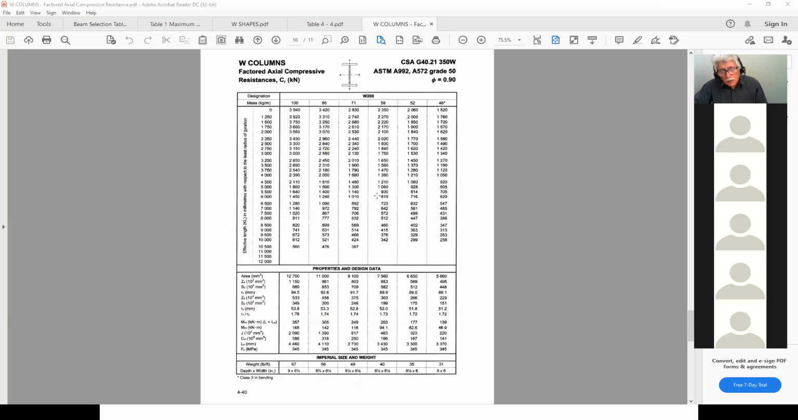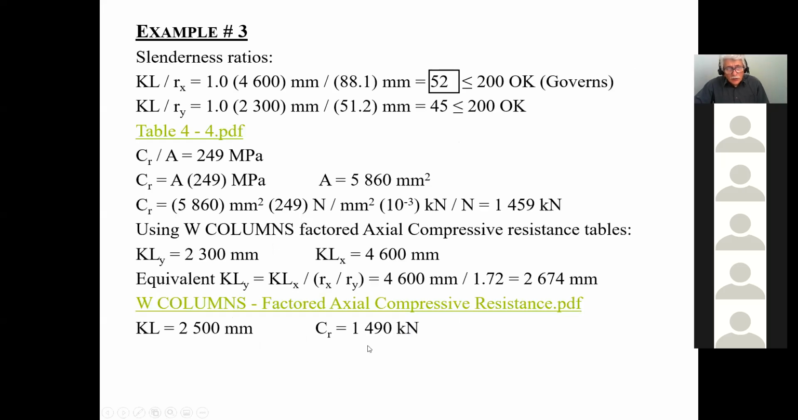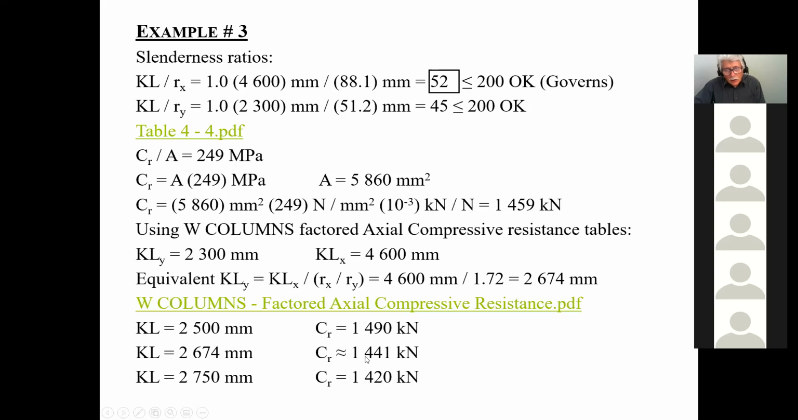Okay, and we can do another example, I know it's a little confusing sometimes. So for KL equal to 2,500, CR is 140, and then for 2,000, it's 141. If you want, you can interpolate between the two values, or you can simply take the smaller one. It's up to you.